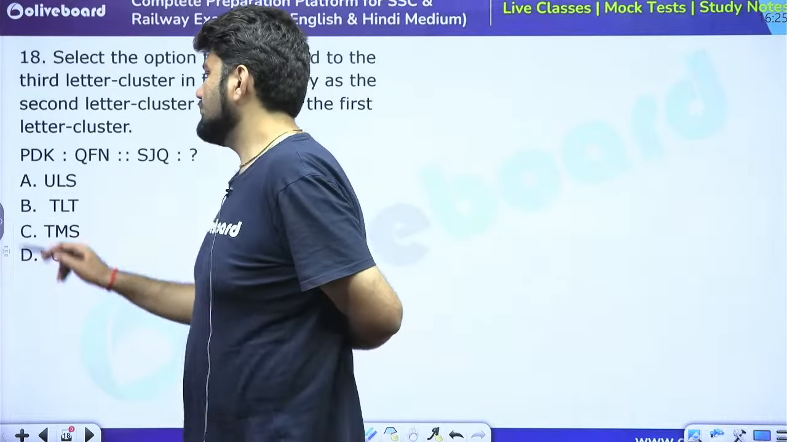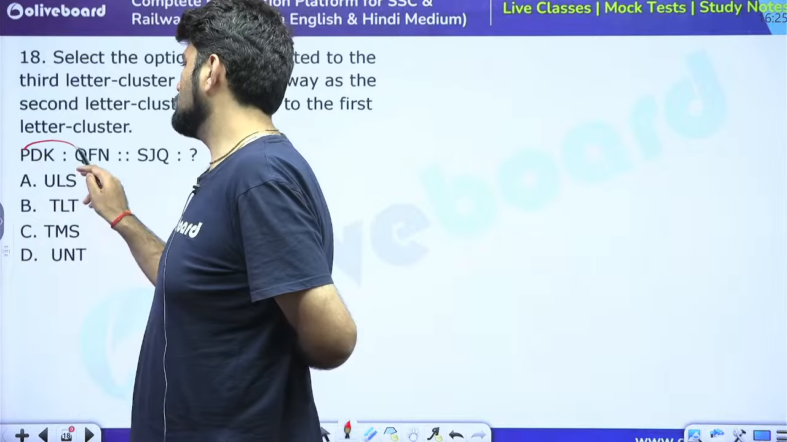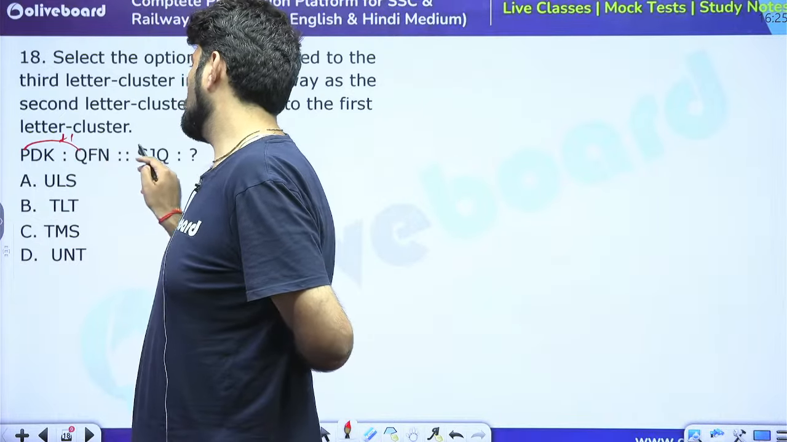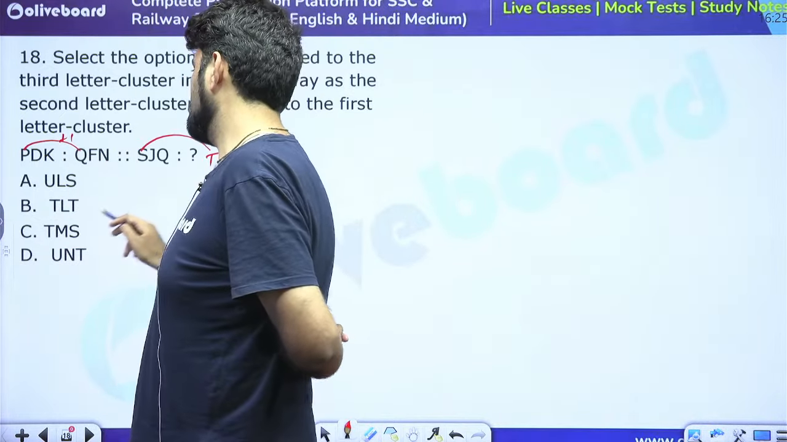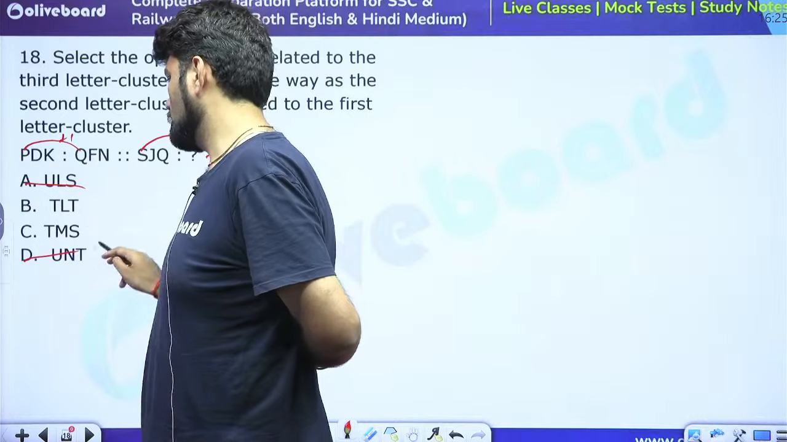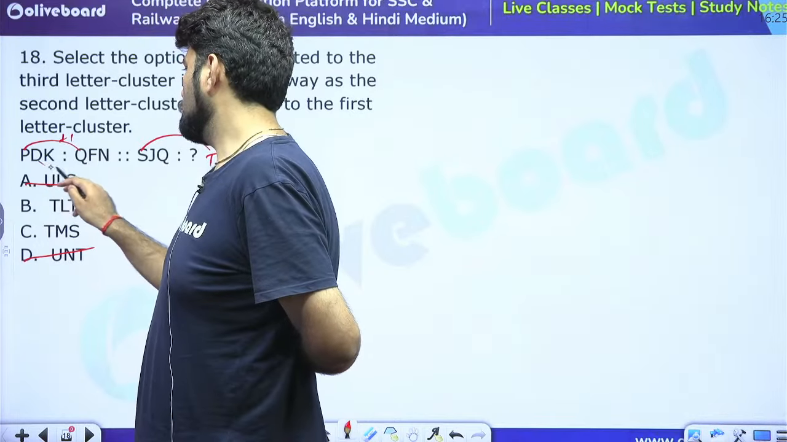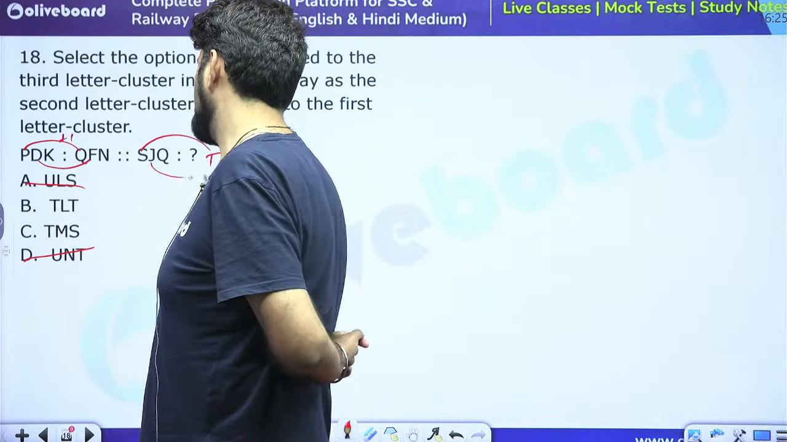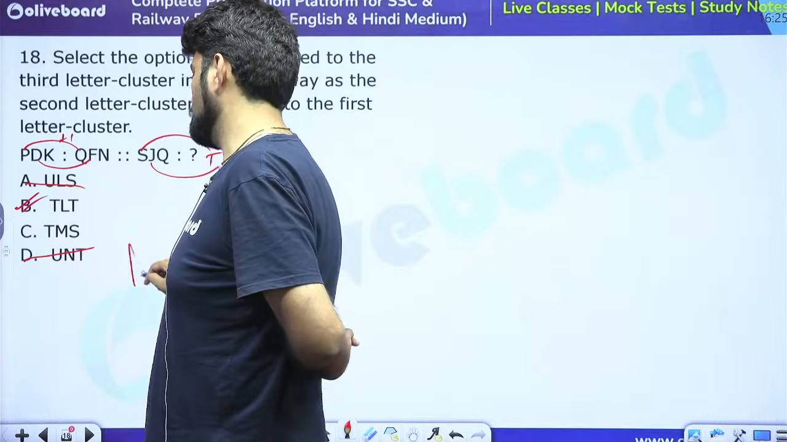Now this is 16, this is 17, so this is plus 1, 19 and 20 plus 1, so this is gone, this is gone, 4 and 2, 6, 10 and 2, 12, so TLT, option B should be the right answer.